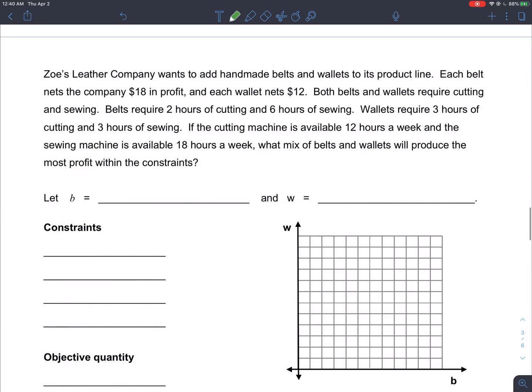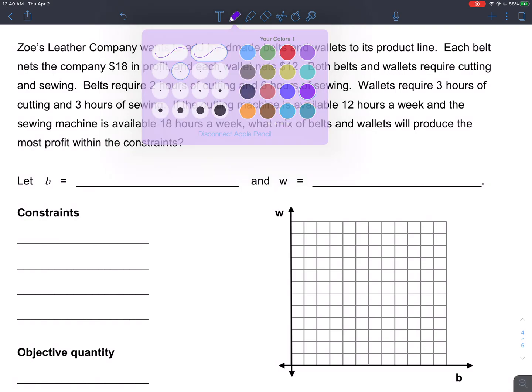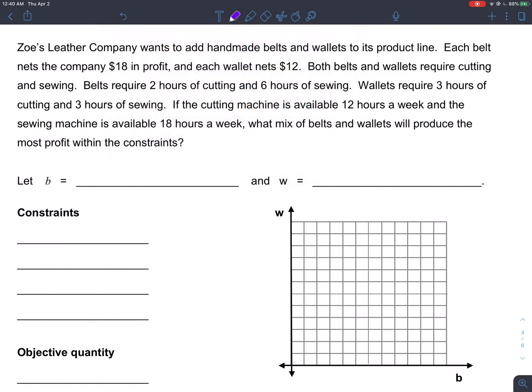All right, one final example here. Zoe's Leather Company. I'm going to try to roll through this quickly. Zoe's Leather Company wants to add handmade belts and wallets to its production line. Each belt nets the company $18 in profit, and each wallet nets $12 in profit. Right off the bat there, we are kind of given the objective function. You'll see that this is a very repetitive problem. $18 in profit per belt, and $12 in profit per wallet.